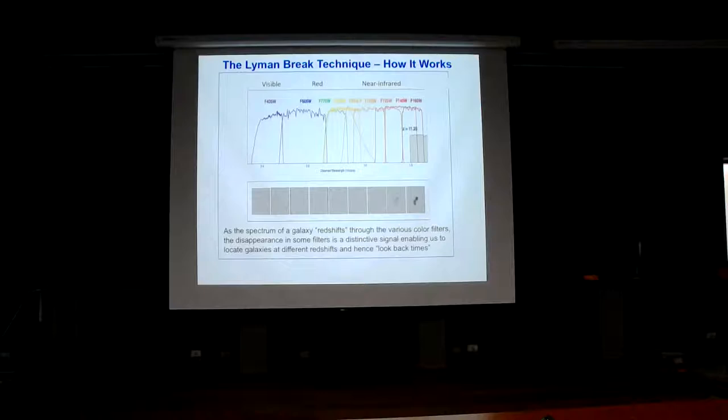So these are filters on board the Hubble Space Telescope. These are in the optical. These are in the red region of the spectrum. These are in the near infrared. All of these are filters that were manufactured and placed on Hubble Space Telescope. And as the redshift of the hypothetical galaxy increases, it successively disappears at longer and longer wavelengths. This absorption from hydrogen, which we call the Lyman break, after a transition in hydrogen in the ultraviolet, is being redshifted by the expansion of the universe to longer and longer wavelengths.